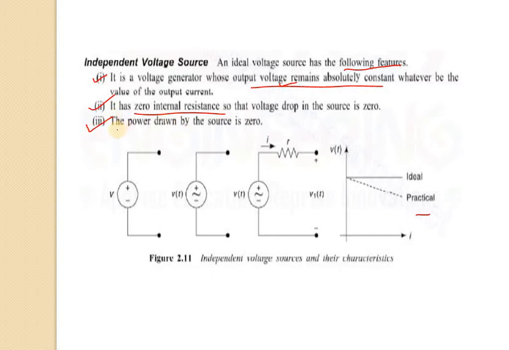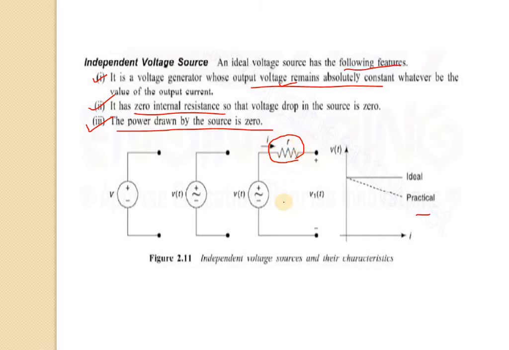Third one, the power drawn by the source is zero. That means the power drawn from the source is zero. But in practical, this is not possible. Definitely in a practical source, there will be some internal resistance and there will be some voltage drop.